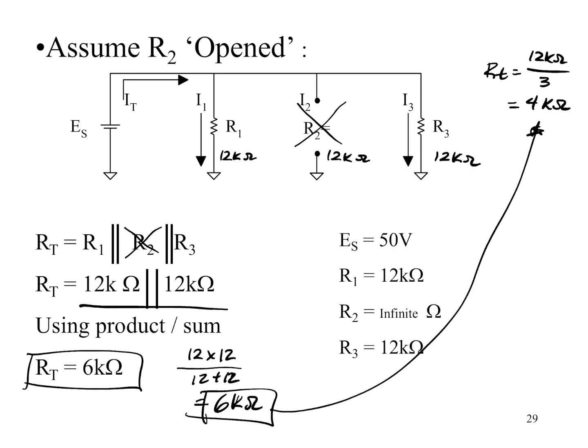And if we look at the individual values of opposition, we have 50 volts applied. Our individual value of opposition is 12K for branch 1. Infinite ohms for branch 2. Therefore, it's a branch that is no longer connected or part of the opposition. It's like it was removed from the circuit. And you have R3 as 12K. So total opposition now is greater than it was and is a total of 6K ohms.